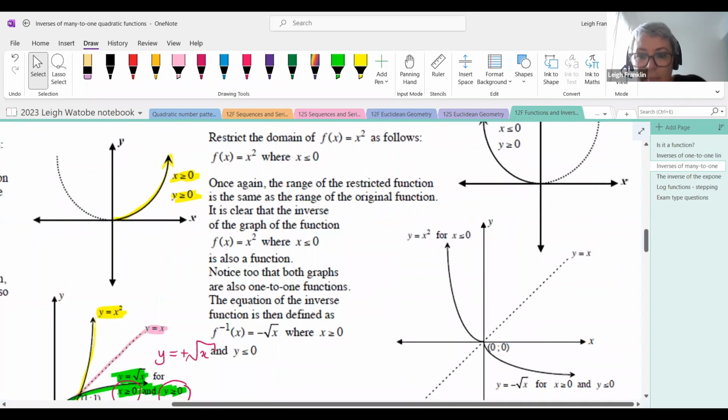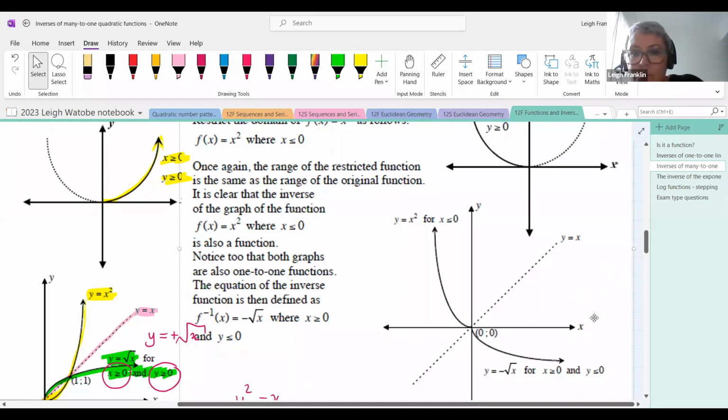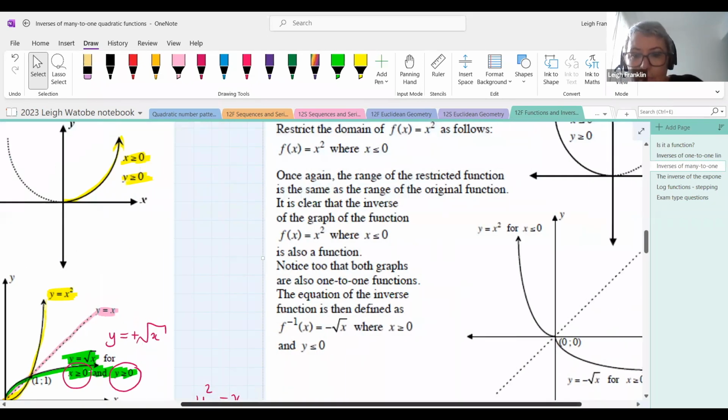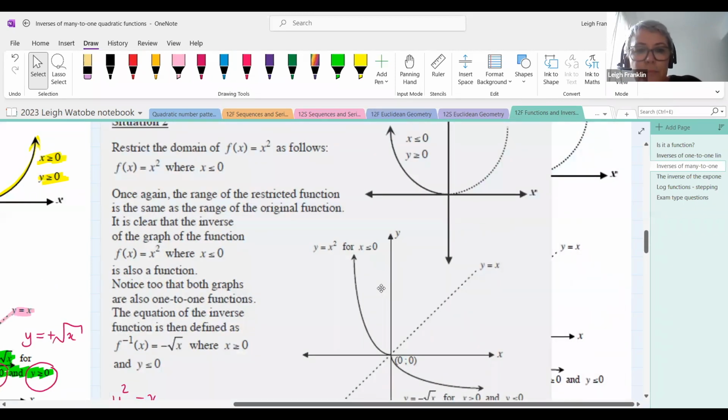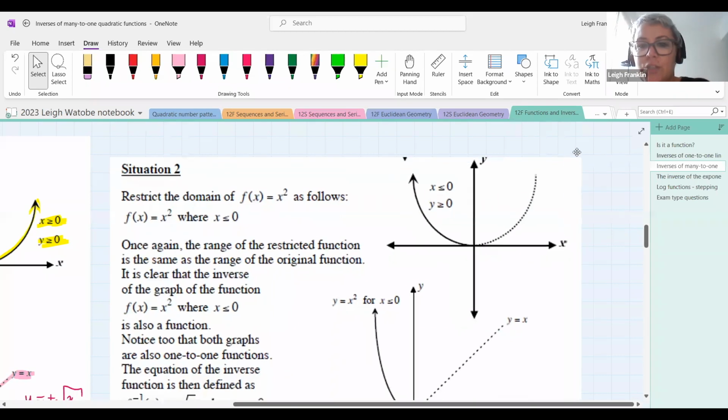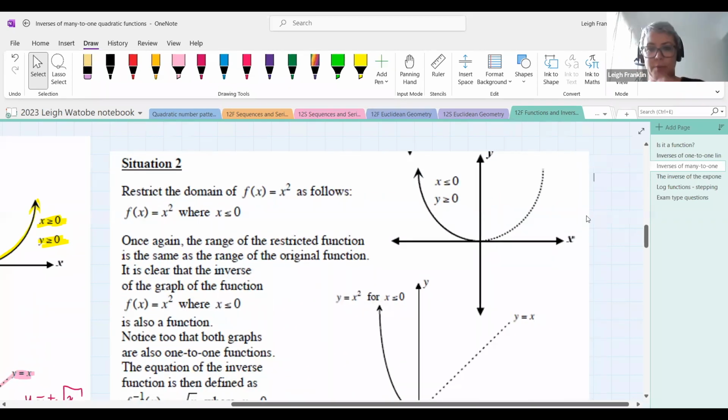Let me just make this a little bit bigger. Can I scooch over here? There we go. Okay, so now again, let's have a look at situation number 2. I'm going to make that a little bit bigger.